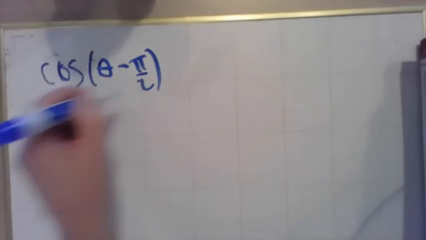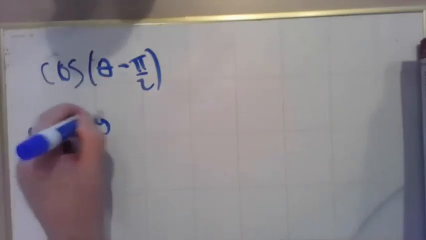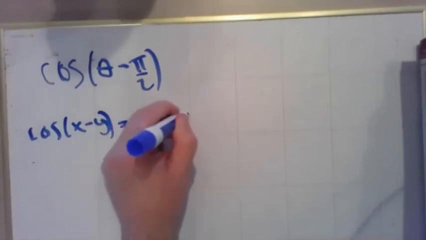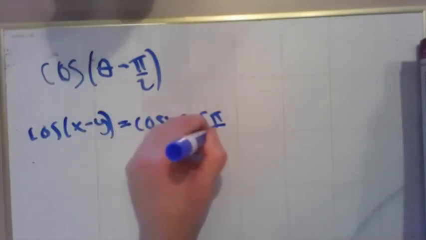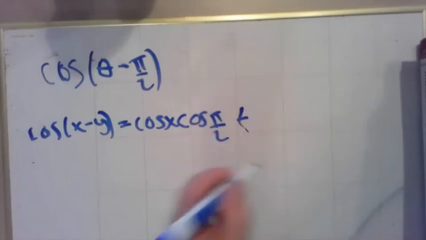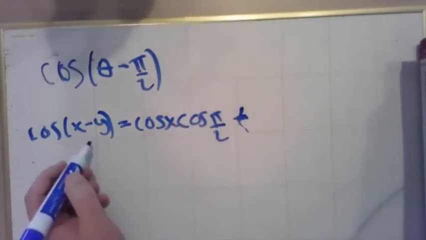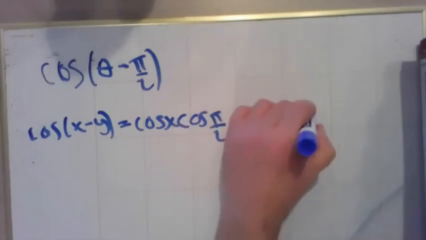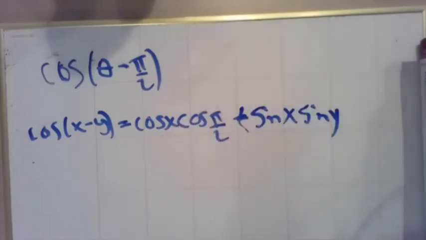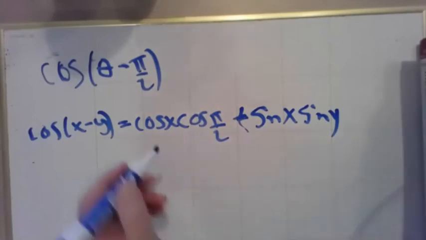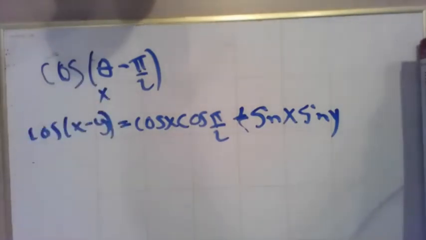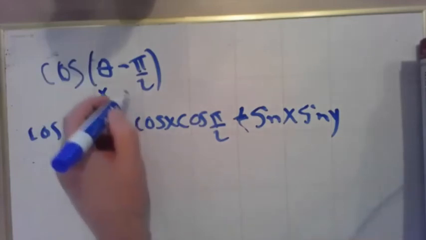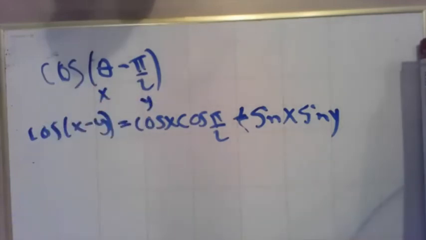Well, it's an angle minus an angle, so I'm going to be using this formula. So that would be cosine of the first, cos of the second, plus, because the cosine minus formula has a plus in it, sine first, sine second. So who's playing the role of first here? X here is theta, and y is pi over 2.